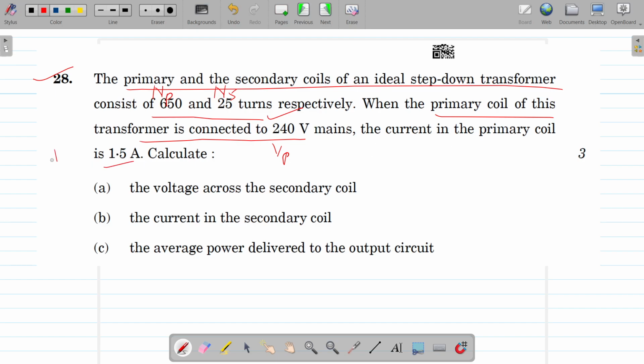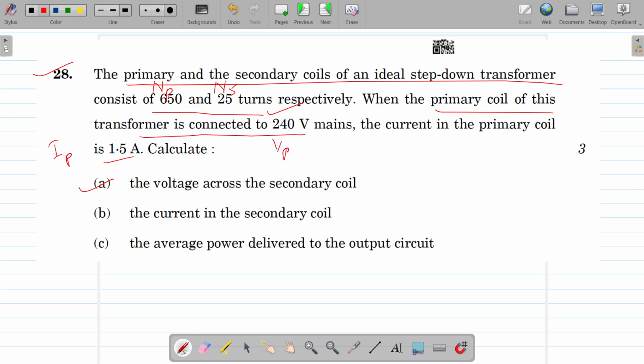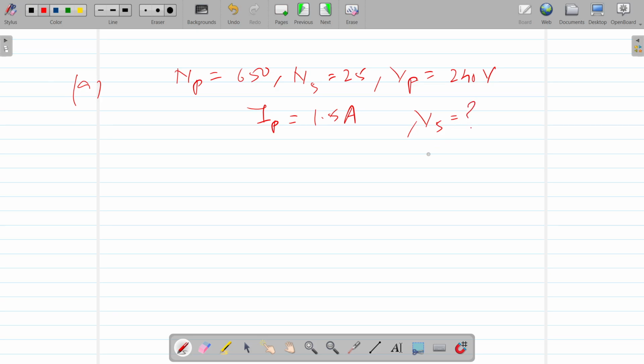The current in the primary coil, this is the current in the primary coil. We have to calculate the voltage across the secondary coil. ओके, आपको जो जो इन्फॉर्मेशन गिवन है, लेट्स राइट इट डाउन। तो नंबर ऑफ टर्न्स इन प्राइमरी कॉइल है 650, देन नंबर ऑफ टर्न्स इन सेकेंडरी कॉइल है 25, voltage given to the primary coil is 240 volt, current given to the primary coil is 1.5 ampere. ओके, अब इसको आपने यहाँ पे जो कैलकुलेट करना है, you have to calculate V in the secondary coil.